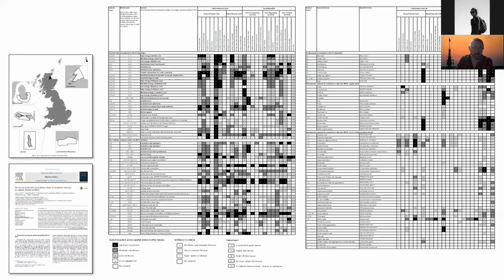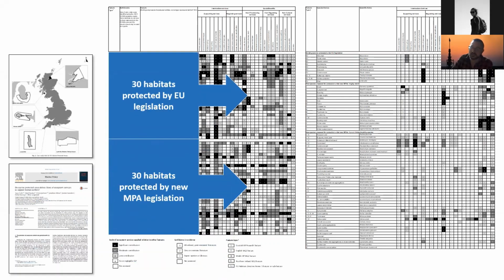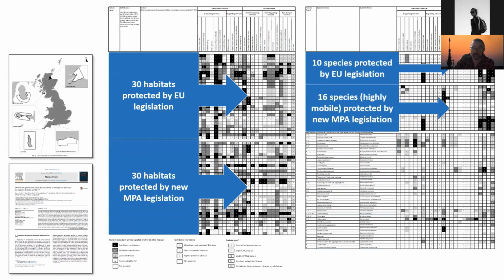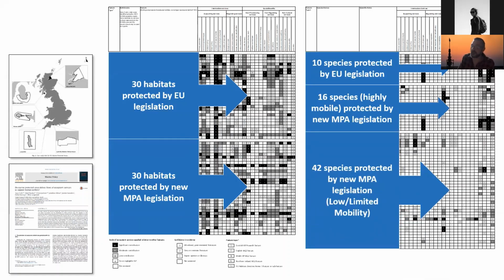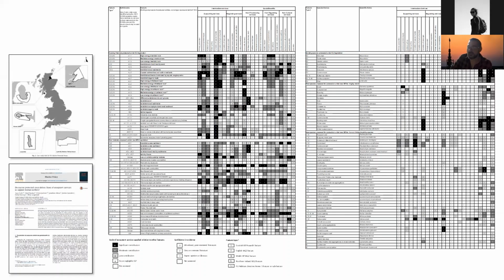The left-hand matrix is for habitats. The right-hand matrix is for species. So we had 30 habitats protected by EU legislation. We had 10 species protected by EU legislation, highly mobile species, and 42 species by not so new now MPA legislation. So it gives you what you can see here. It gives you a very broad idea of how those habitats and how those species then produce a range of ecosystem services and benefits.